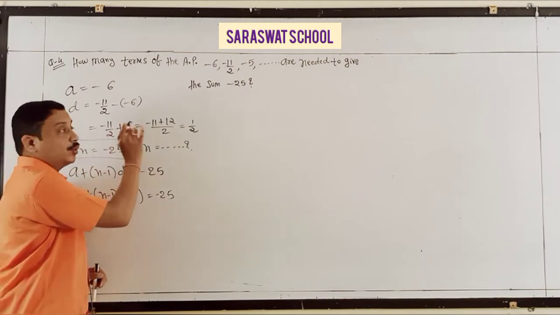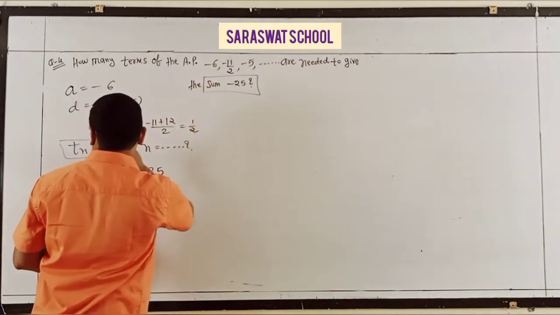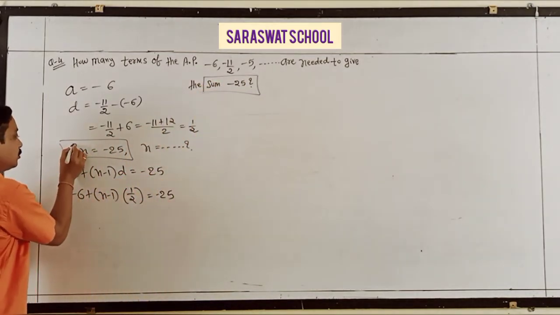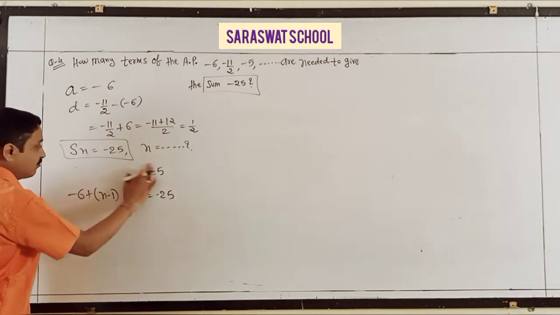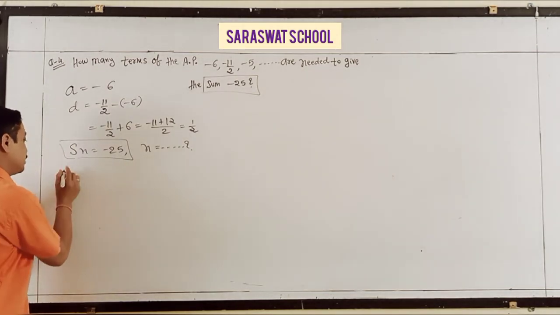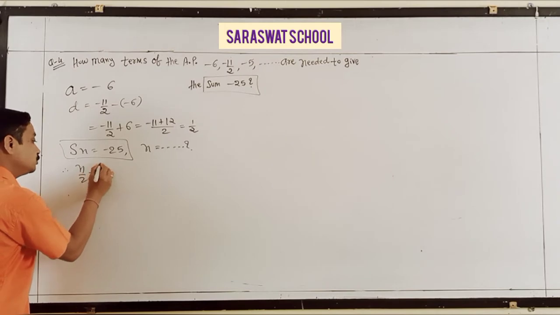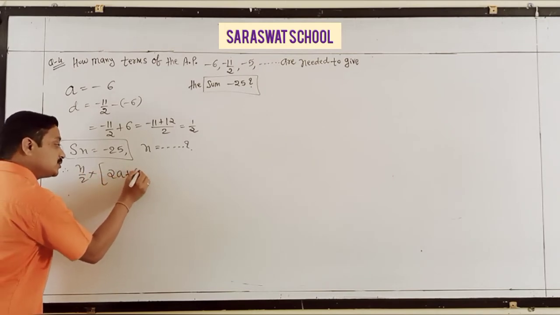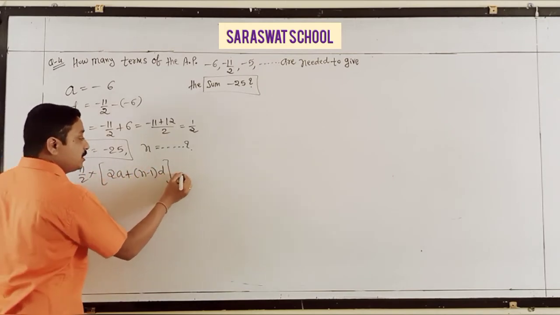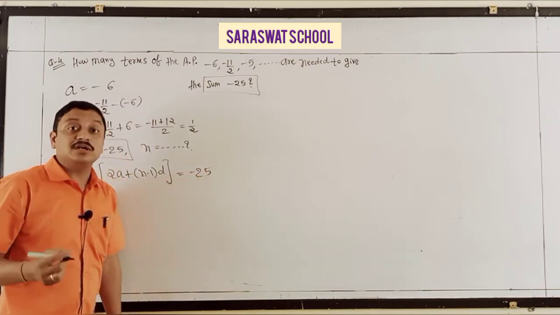is given. No, it is a sum given. Yes, by mistake I wrote Tn here; you write down Sn. And write down the Sn formula. My mistake, students, sorry. n by 2, 2a plus (n minus 1)d. Yes, the summation is given, not the terms.